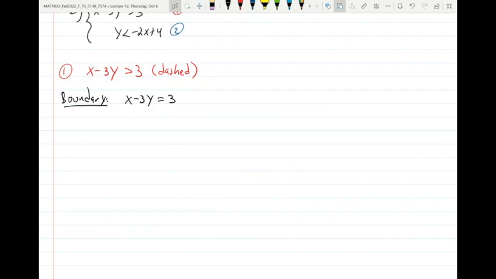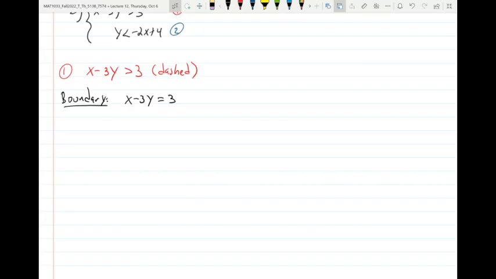If you want, you can find 2 points. You can find the x and the y intercept, which sometimes is very easy to do, like in this case. Remember, to find the x intercept, you make y equals 0. So you just ignore this, so x equals 3. To find the y intercept, you make x equals 0. So you ignore this, and you get negative 3y equals 3, so y is negative 1. So you have your 2 points, and then you draw.